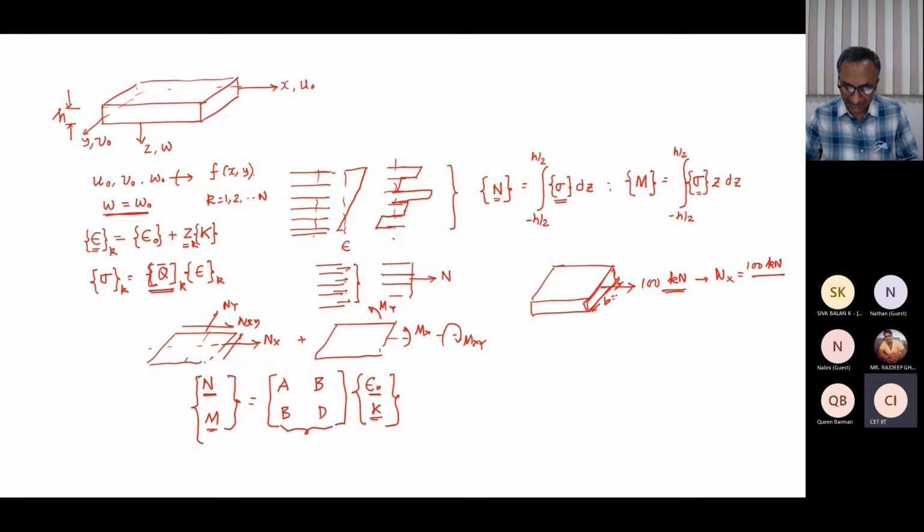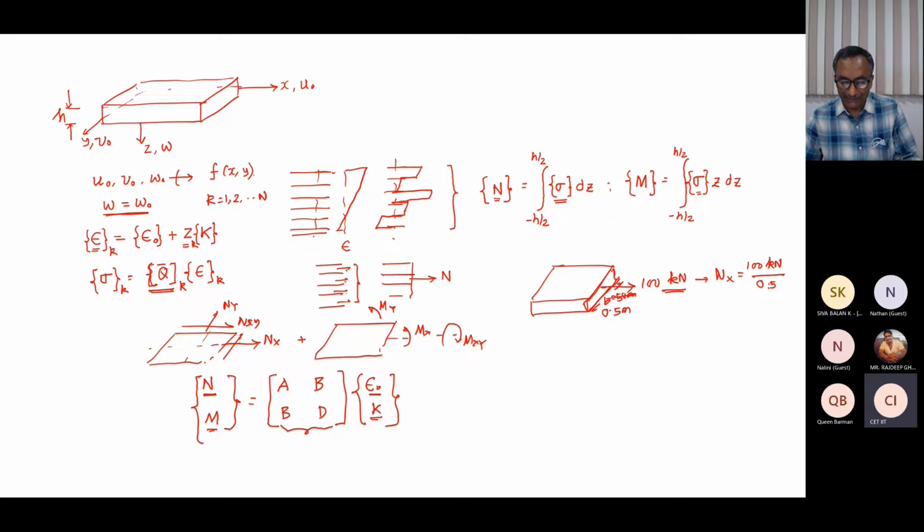Say the width is 0.5 meters. Therefore, this is the Nx: 100 kilonewton by 0.5, that is, kilonewton per meter. So we know what is Nx.